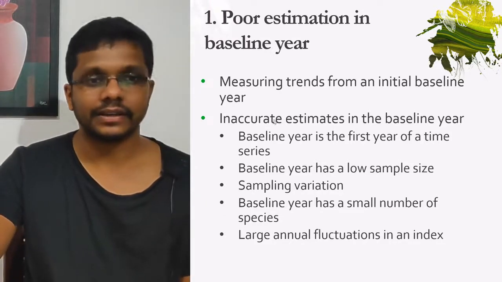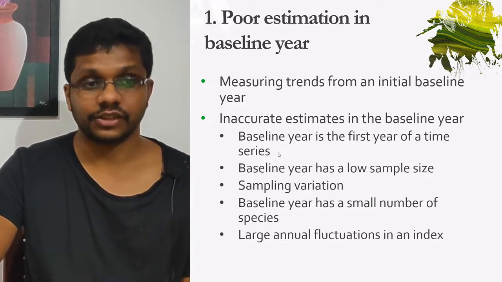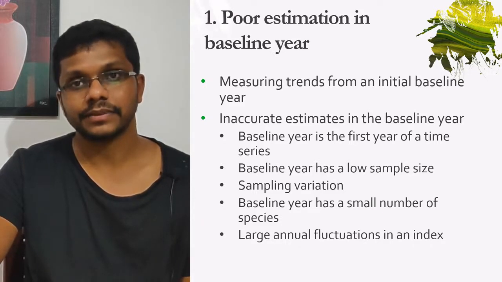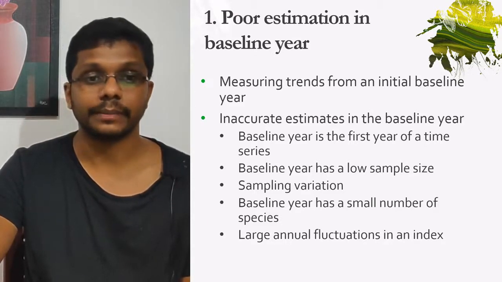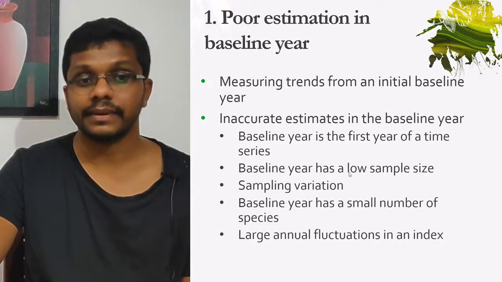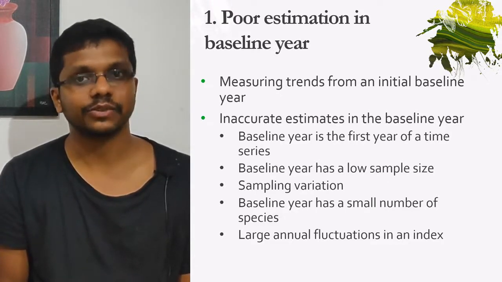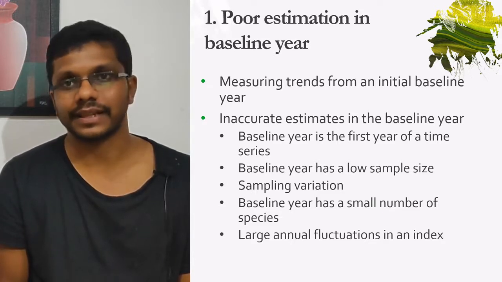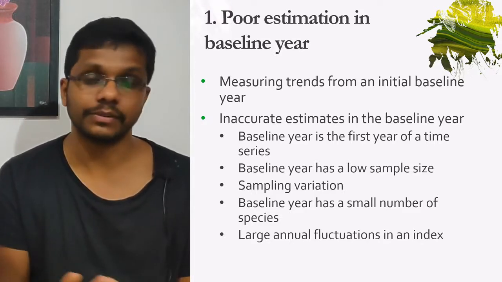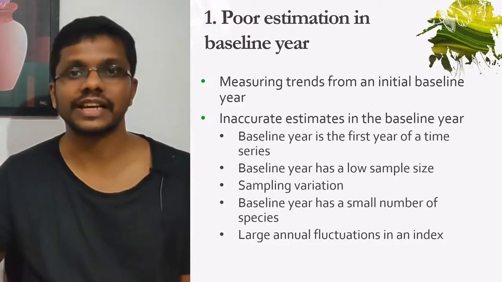So inaccurate estimates in the baseline year can be due to different reasons. Baseline year is the first year of the time series. When we are doing the experiment for the first time, there may be some inadequate sampling, or maybe techniques may not be optimal. In the baseline year, the sample size may be low, as we are taking the samples for the very first time. If the sample size is less, the precision will be less, and the chances of bias will be high. So if the baseline year is biased, all our subsequent data will be biased.